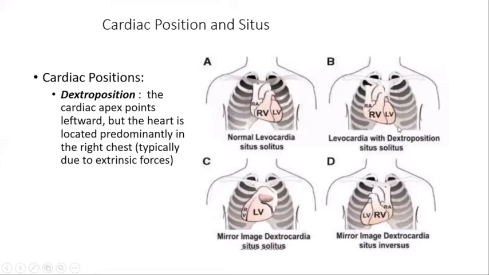Now, cardiac position: dextrocardia and dextroposition. In dextroposition, the cardiac apex points toward the left side, while the bulk of the cardiac tissue is on the right side. So this is dextroposition of the heart.